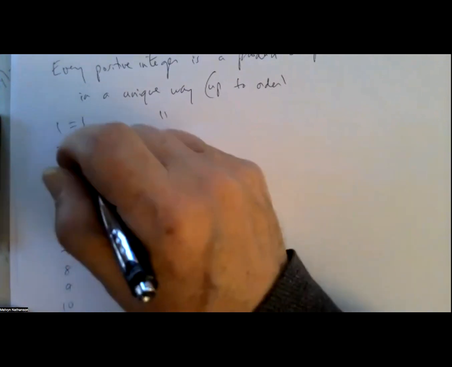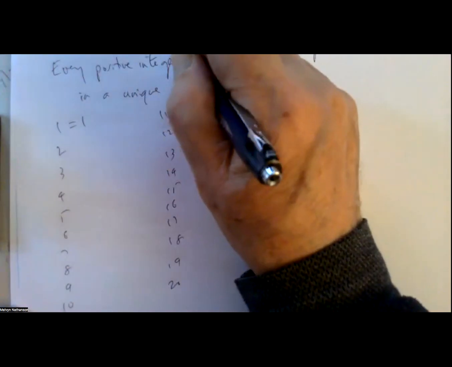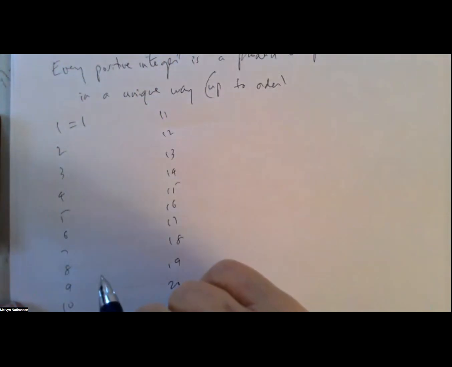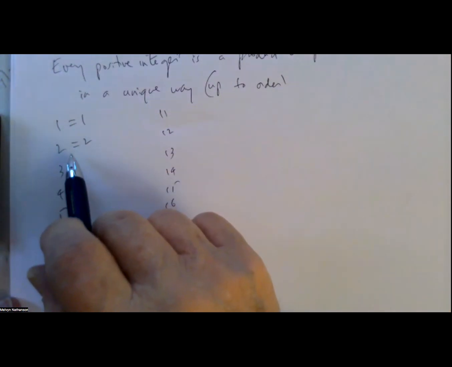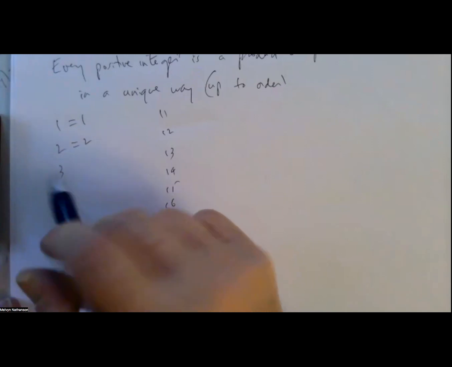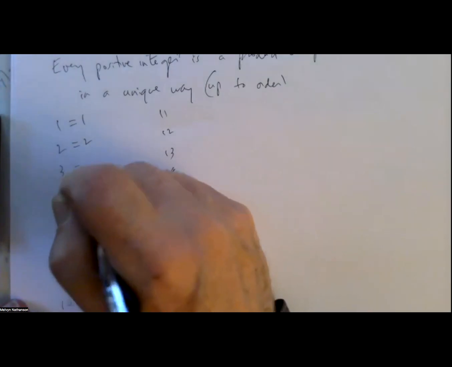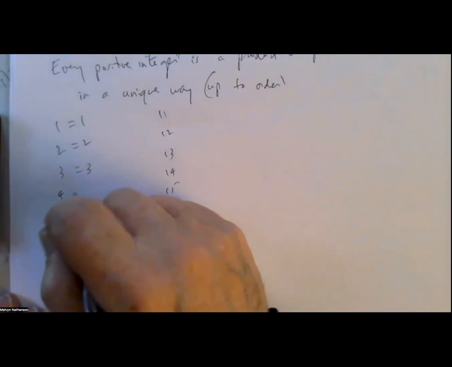Or if you want not to have to worry about 1, you can say every positive integer greater than or equal to 2 is a product of prime numbers. 2 is a prime. Its only divisors are itself and 1, and 2 is a product of 1 prime. 3 is prime. It's just a product of 1 prime.